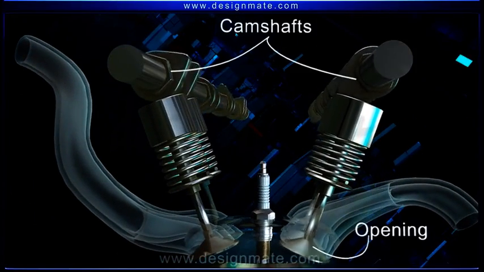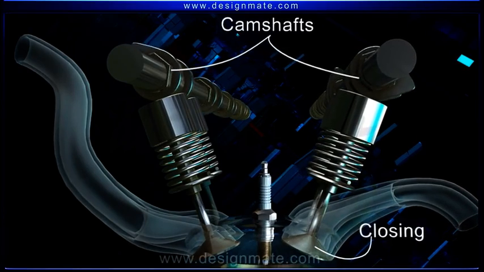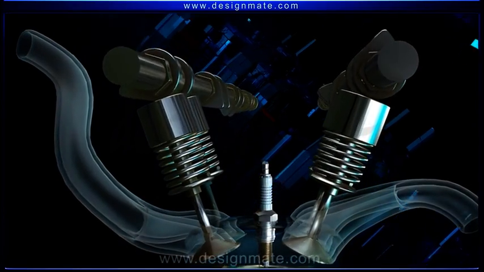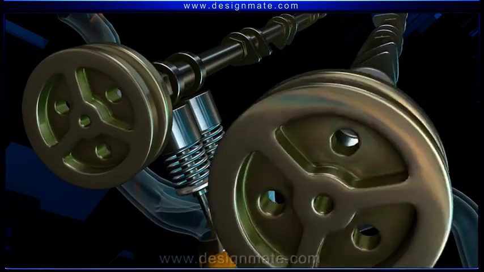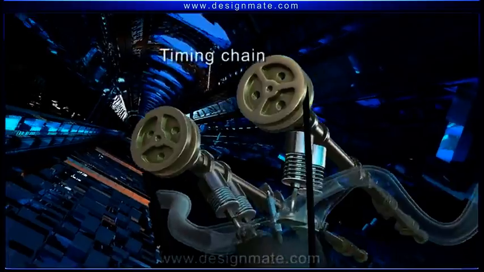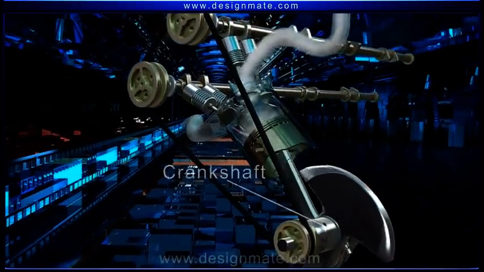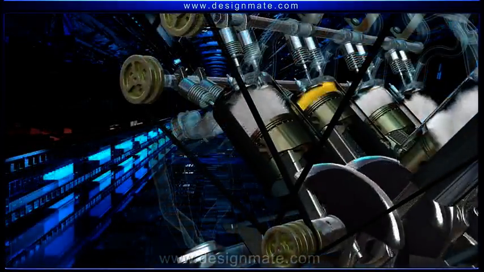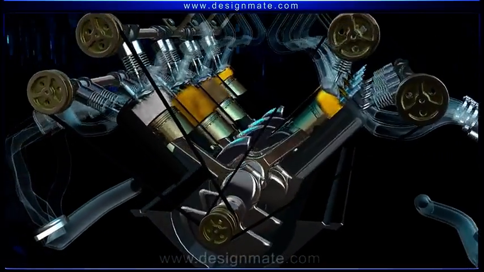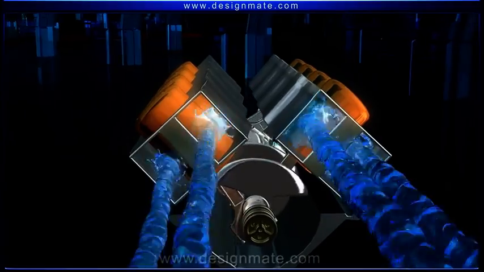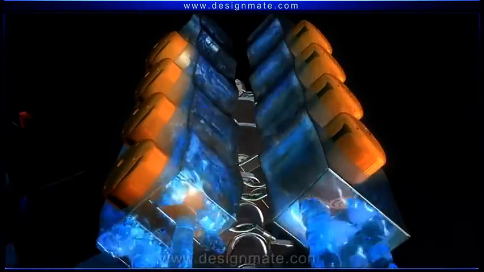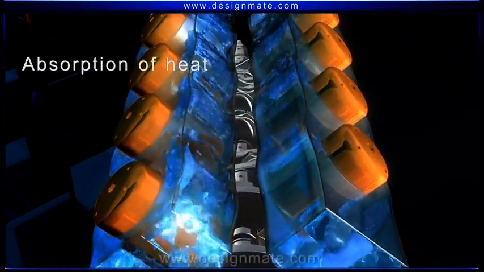Camshafts control the opening and closing of valves at appropriate times. Camshafts are connected by timing chain with the crankshaft to maintain synchronization between their motions. And a jacket surrounds the cylinder bank through which cold water is continuously circulated to absorb excess heat produced during combustion.